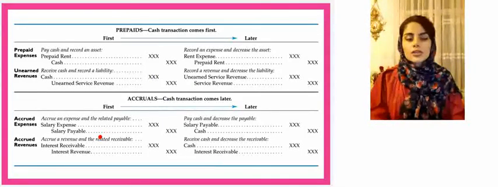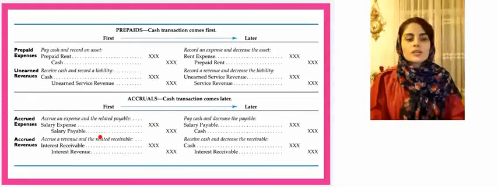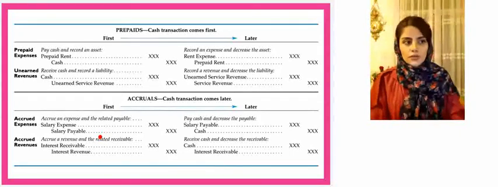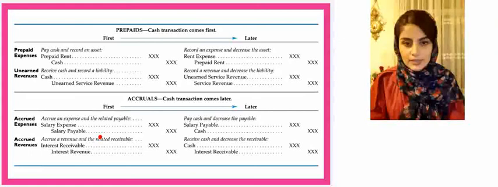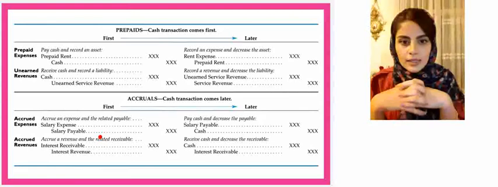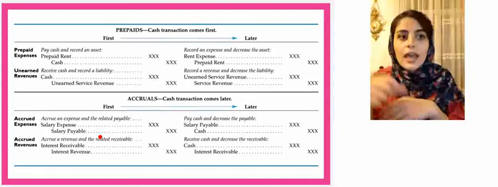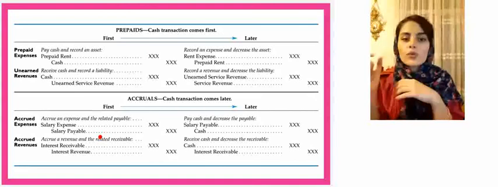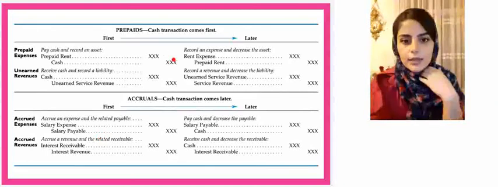Here we have something which summarizes the whole chapter, which is about prepaids and accruals. For prepaids, cash transactions come first. First, prepaid expenses: pay cash and record an asset. The entry is prepaid rent and cash. And later, record an expense and decrease the asset, which is rent expense and prepaid rent, as you can see here.